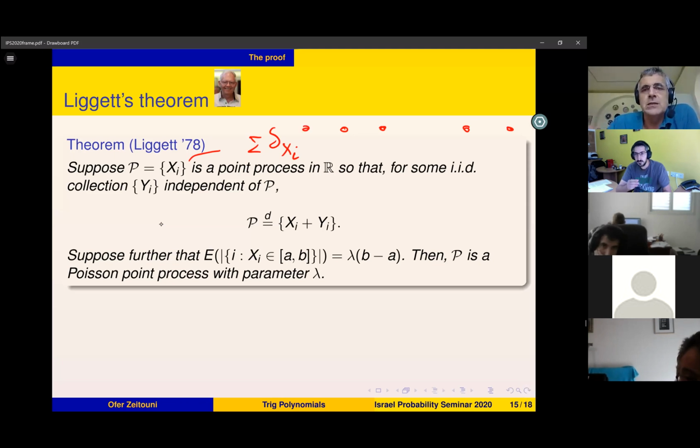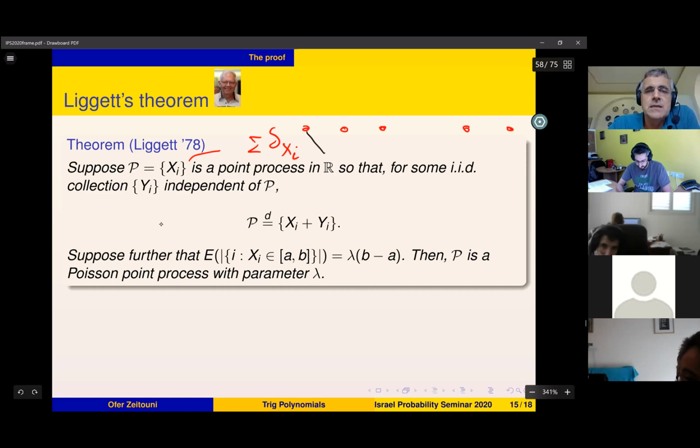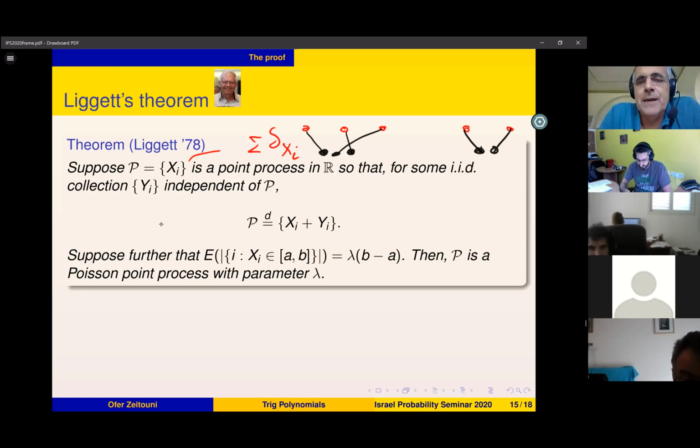So if I have my original point process, I'm thinking of it as a point process on R. My transformation is just going to create a new point process, which is going to look like this. This will be my new variable. Maybe this one will come here. Maybe this one will come here. This one here, etc. Okay? So this is a transformation xi plus yi. It gives me a new point process. And the assumption of Liggett's theorem is that this point process, the red point process and the black point process have the same law. And suppose further that the expected number of particles in an interval of size b minus a is just a constant. Then P is a Poisson point process with parameter lambda.